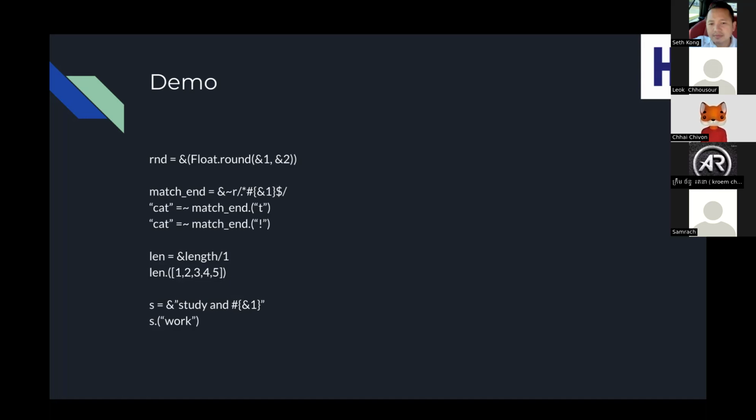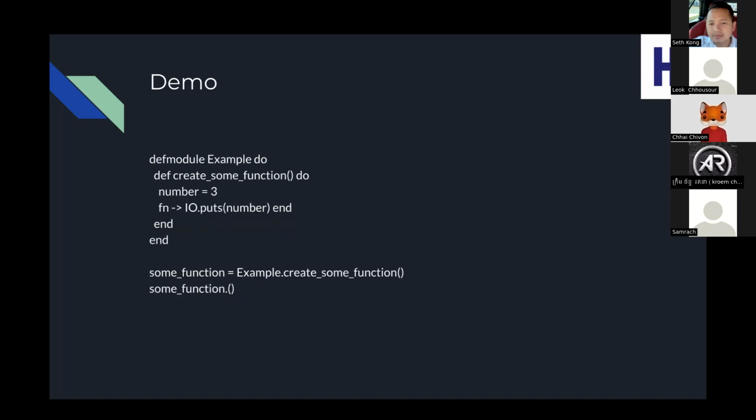And then we just interpolate it with the pound and open and close curly braces, right? Next. All right. What is this? This is a closure.